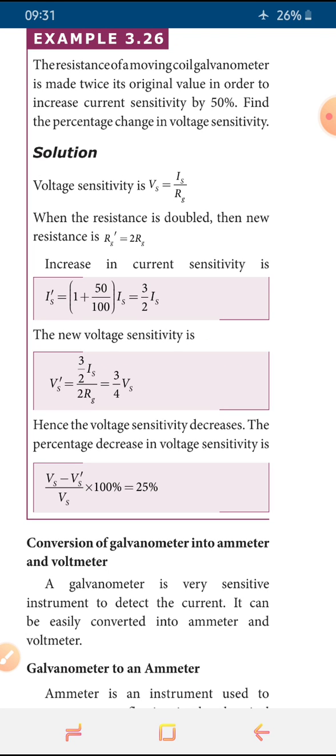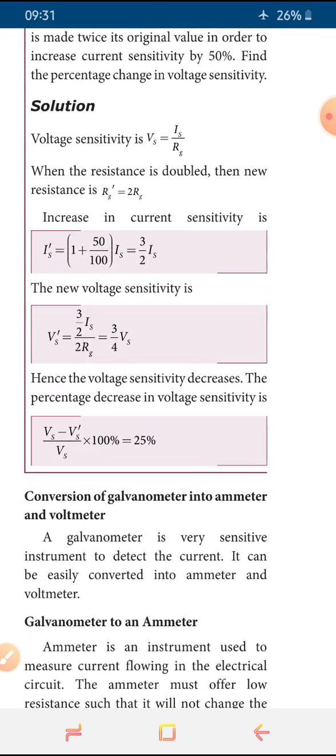When the resistance is doubled here, the resistance can be written as 2 times the resistance. Current sensitivity we can write as 1 plus 50 percentage. 50 percentage means 50 by 100 of Is. That solves to give the answer 3 by 2 Is. Now the new voltage sensitivity is Vs dash equal to 3 by 2 Is divided by 2 Rg, so 3 by 4 Vs. Hence the voltage sensitivity decreases.